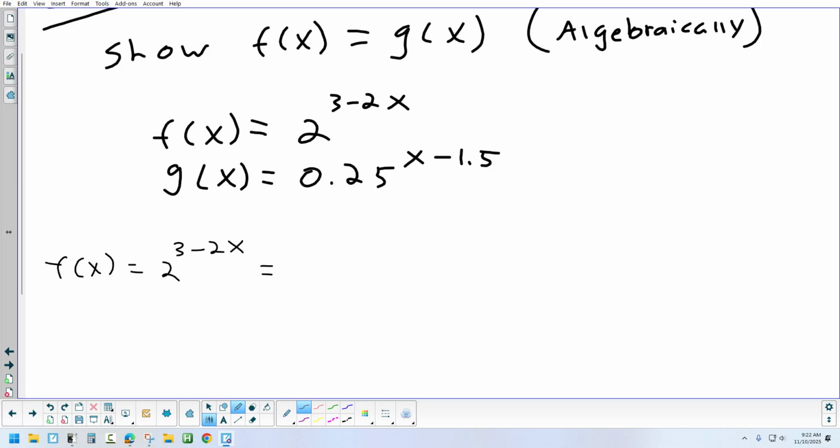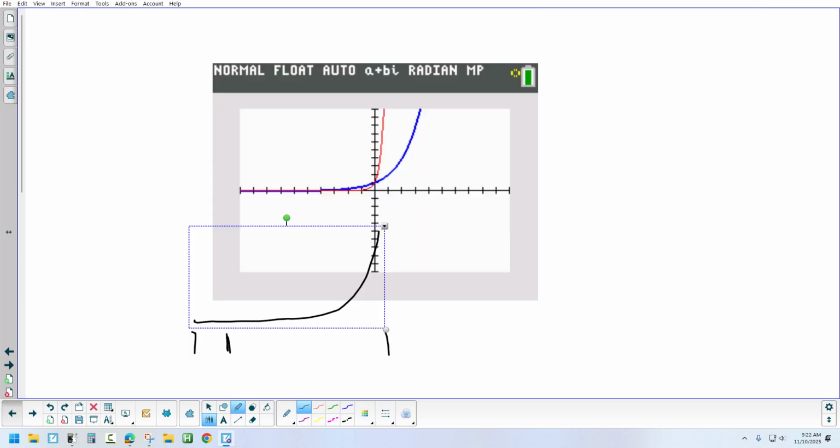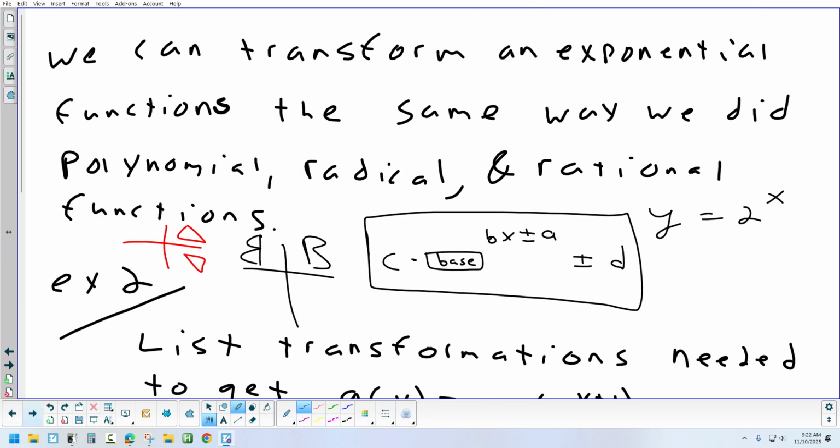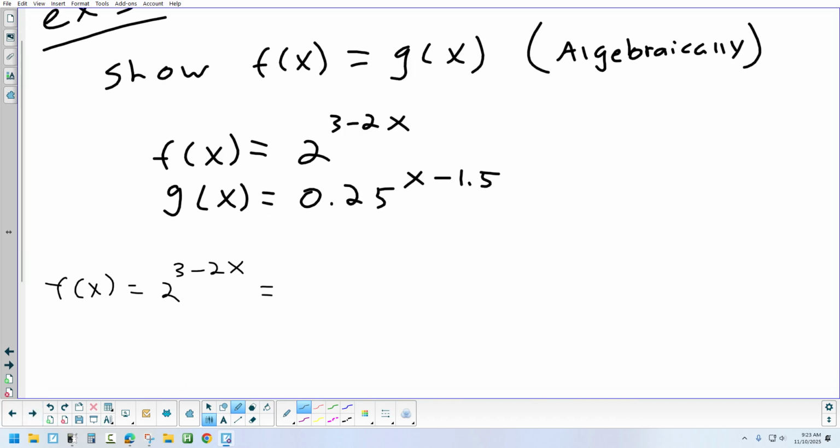g of x has the letter first, and it has the number second. That's the way I described to you the transformations. I always put the letter first, and then I put the constant last in the exponent. Okay, so let's do that. So we have 2 to the negative 2x plus 3. Okay. Anybody see what we could do next to start to make at least this part of the exponent look a little bit more like g of x?